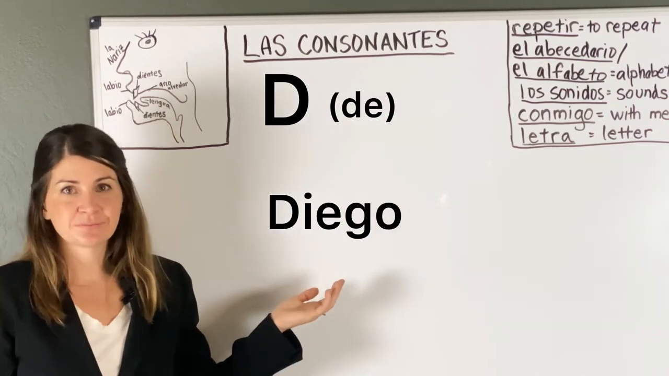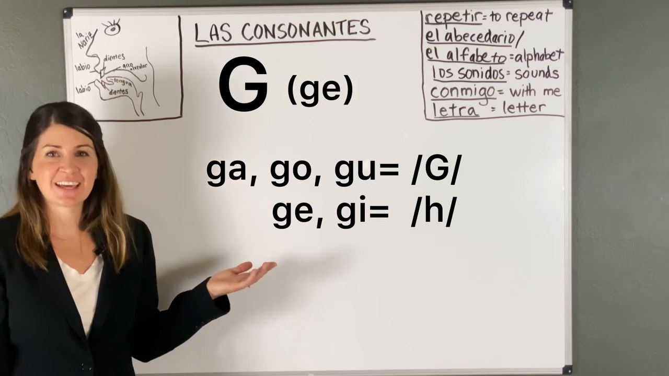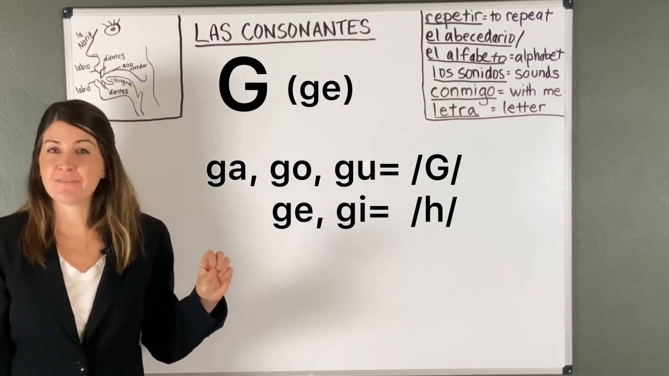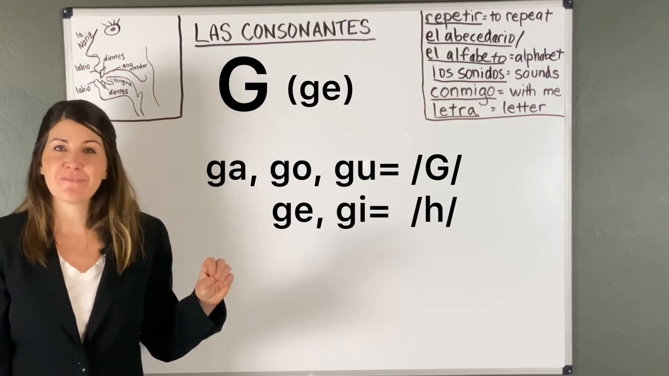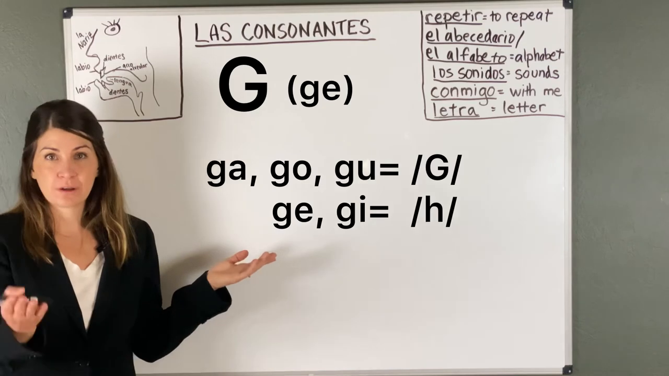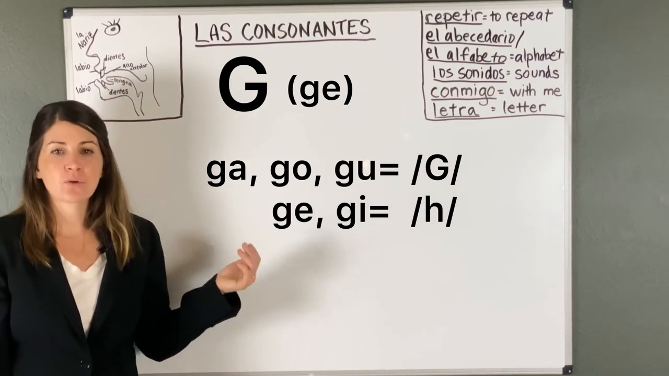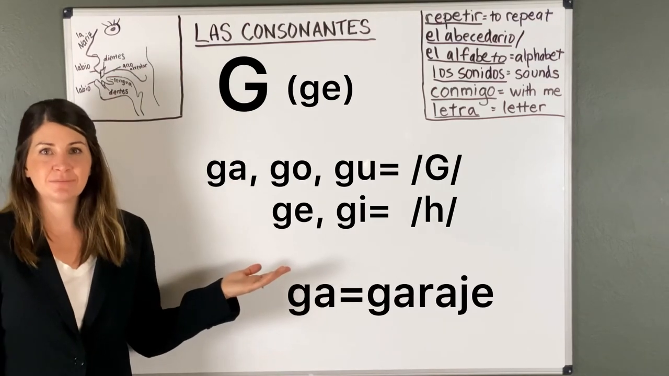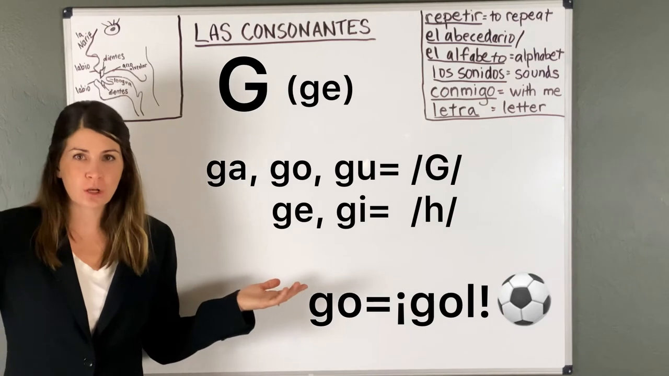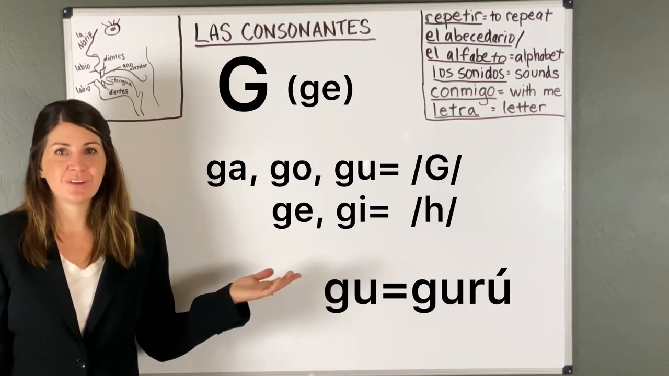Diego. You'll notice now with the letter G that it has a similar pattern to the letter C that we saw earlier. So two categories of sound depending on the vowel or la vocal that follows it. Let's take a look. Ga, go, gu. Muy bien. Ga, garaje. Go, gol. Gu, guru.